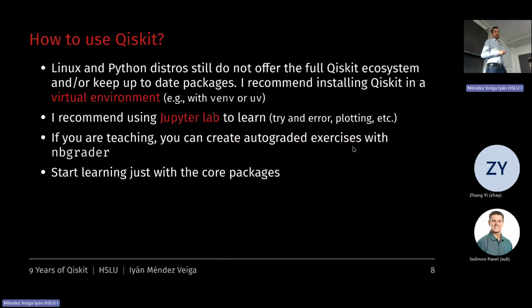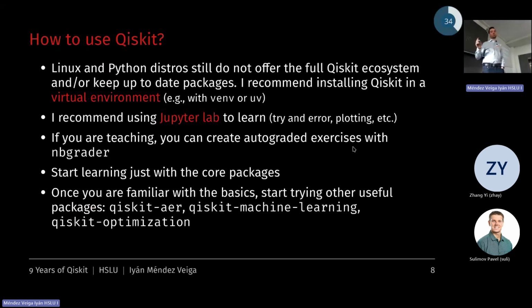My recommendation also is that you start learning with the core packages, so Qiskit and the Qiskit IBM Runtime, which, as I mentioned before, is how you interact with the IBM machines, with the hardware, but they also provide simulators. So you can start with that, and then you move to whatever you want to specialize. If you want to focus on optimization, then try the Qiskit optimization package, or if you are more into machine learning, then give that a try.